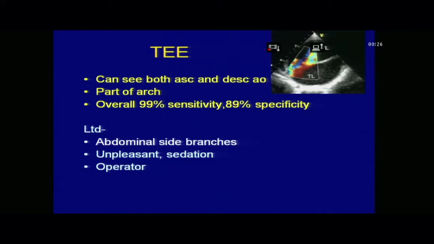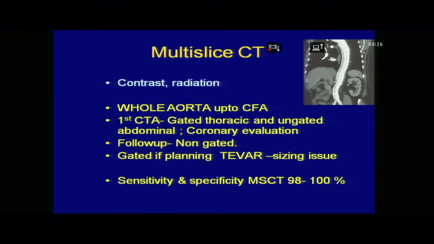Transesophageal echocardiography can see both ascending and descending aorta, but is limited where the abdominal aorta is concerned, and also it's an invasive procedure, operator dependent. So again, we come back to our modality of choice, which is multi-slice CT. But remember, whenever you send a patient with type B dissection for investigation, keep in mind that each and every CT is going to entail contrast and radiation. So every time you write CT, remember how many more CTs the patient is going to require, and whether you will be able to justify asking for this CT or not.